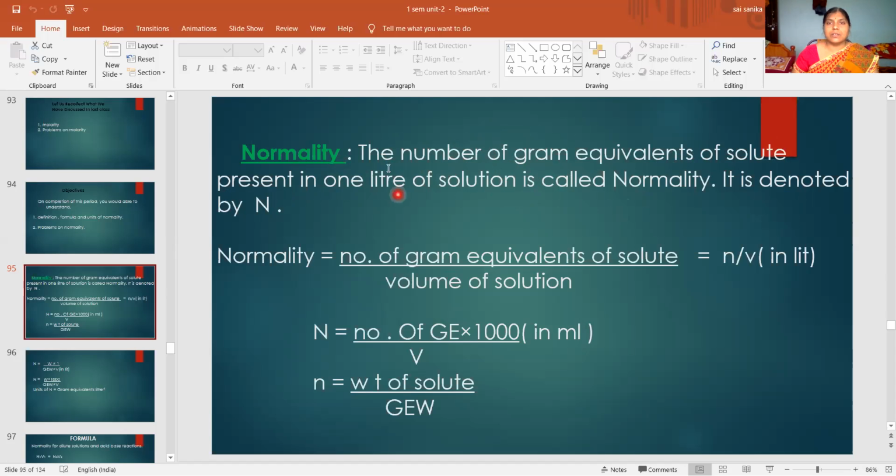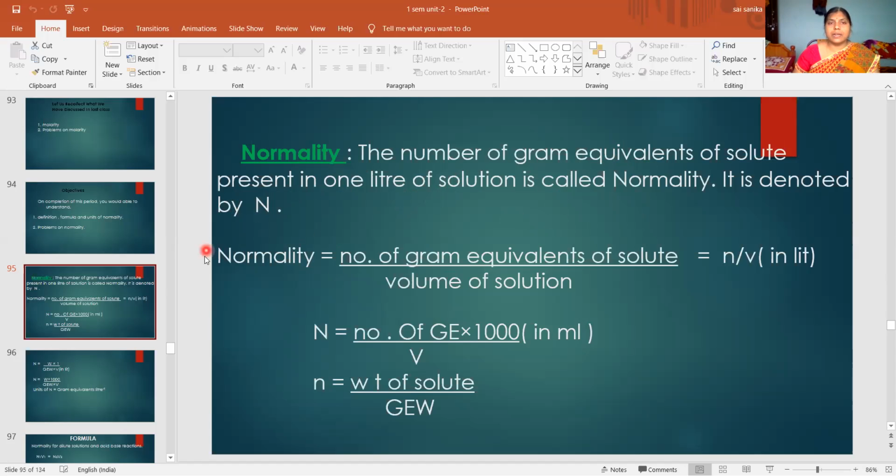So in 1 liter of solution, how many gram equivalents are there? It will give that information. Number of gram equivalents of solute present in 1 liter of solution is called normality. So how will we denote it? Molarity is denoted by capital M, whereas normality is denoted by capital N, not small n. Small n is nothing but number of moles.